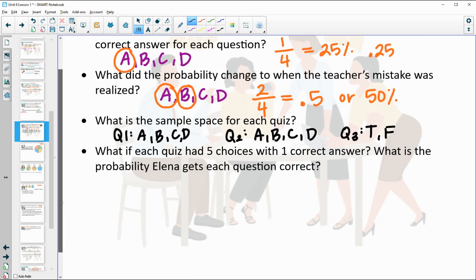What if each quiz had 5 choices with 1 correct answer? What is the probability that Elena gets each question correct? So now she has 1 correct answer out of a possible 5. So she's looking at a 0.2 probability, which is a 20% chance.